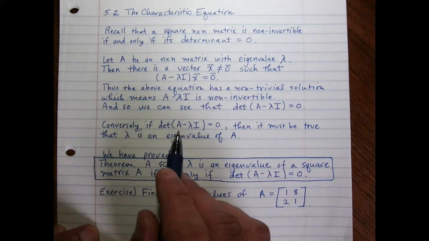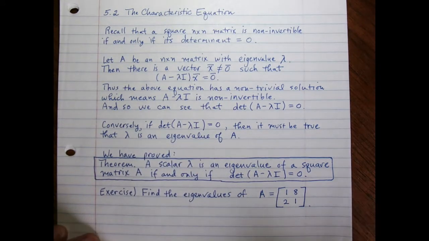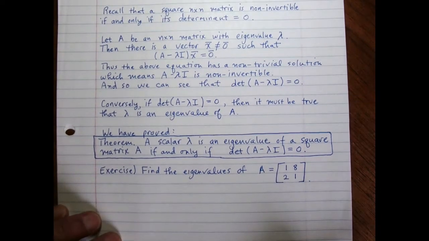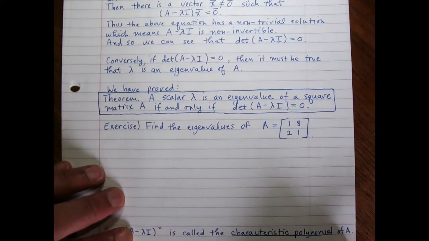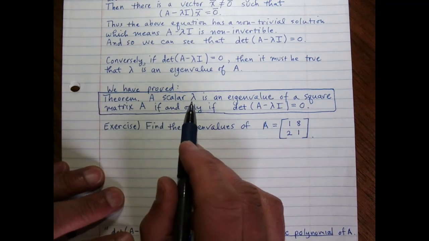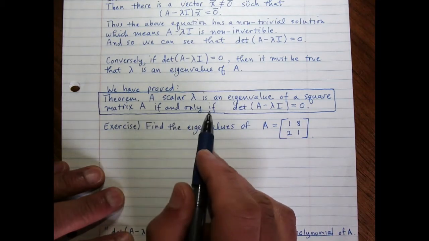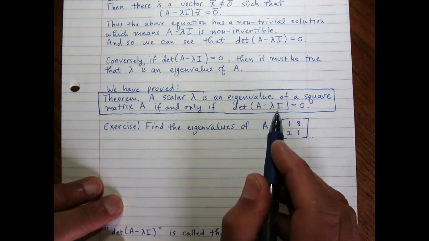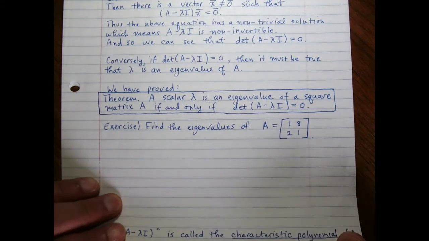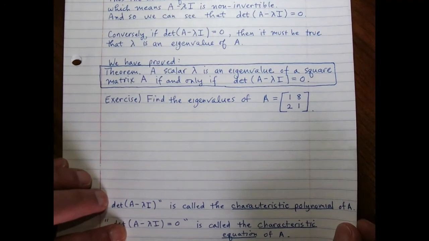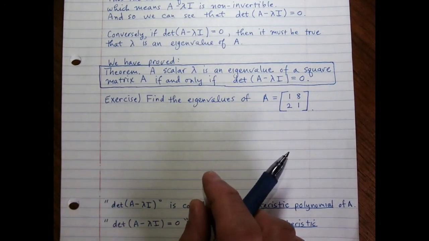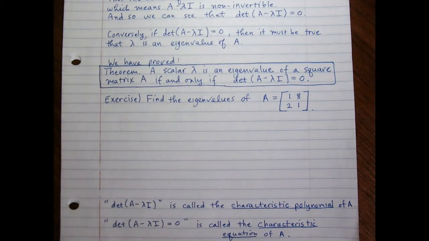Conversely, if the determinant of A minus lambda I is equal to 0, it must be true that lambda is an eigenvalue of A. So what we proved is a scalar lambda is an eigenvalue of a square matrix A if and only if the determinant of A minus lambda I equals 0. And this will be the key for us to finding eigenvalues of matrices. Normally, from now on, we're going to try to find the eigenvalues first and then describe the associated eigenspaces. But we'll start with eigenvalues.